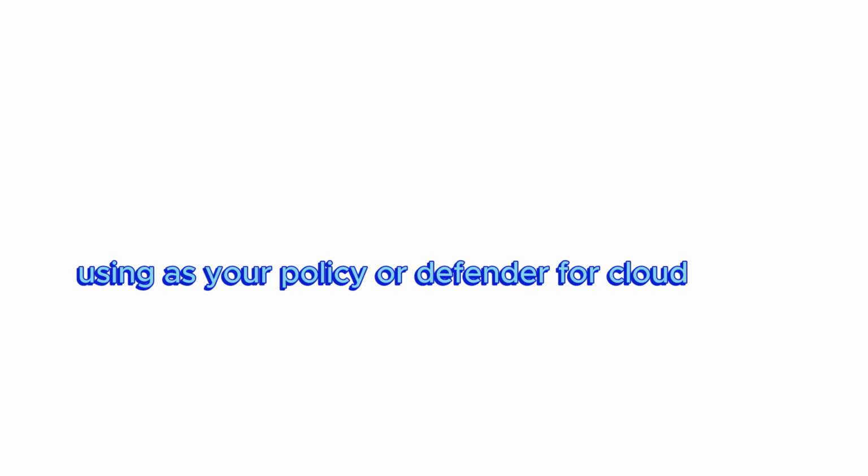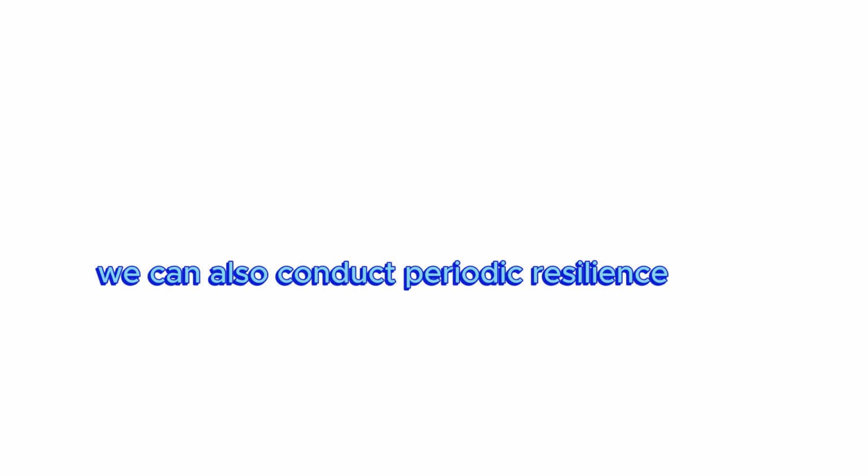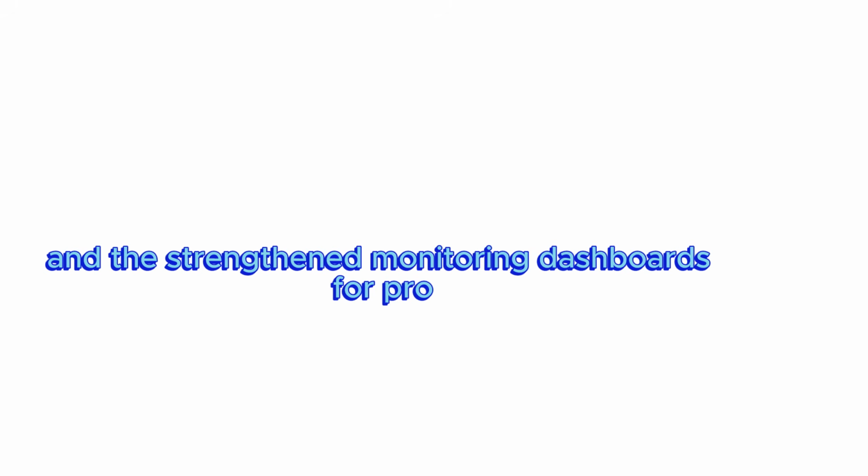Excellent. Finally, how would you prevent similar incidents from happening in the future? To prevent recurrence, I'd recommend automating configuration drift detection using Azure Policy or Defender for Cloud. Implement change approval gates in Azure DevOps pipelines to ensure all NSG or infrastructure changes go through validation before production. We can also conduct periodic resilience and failover tests, implement better alerting thresholds, and strengthen monitoring dashboards for proactive issue detection.